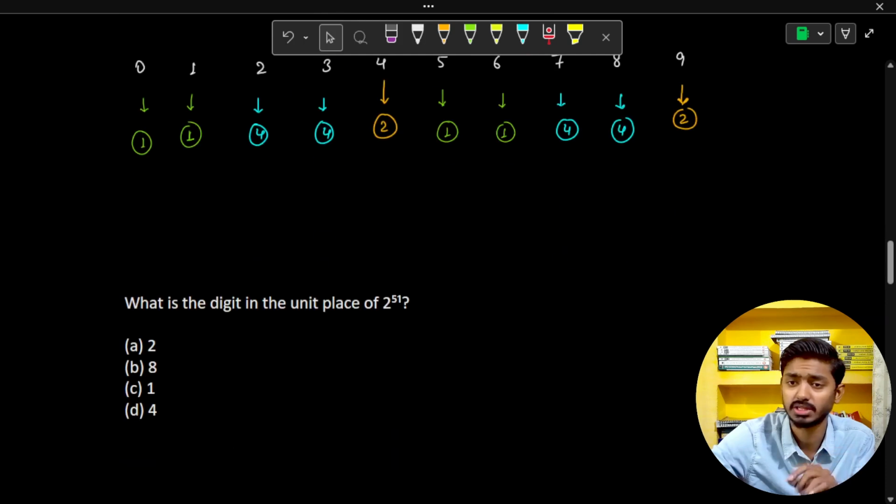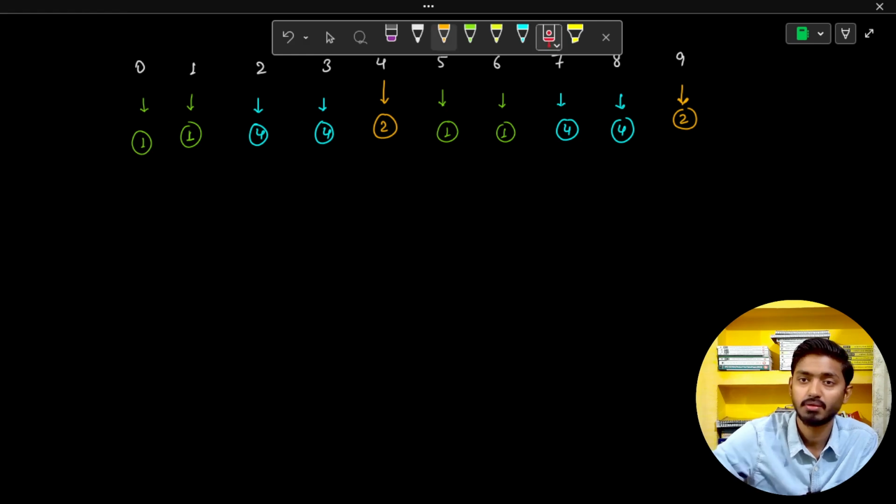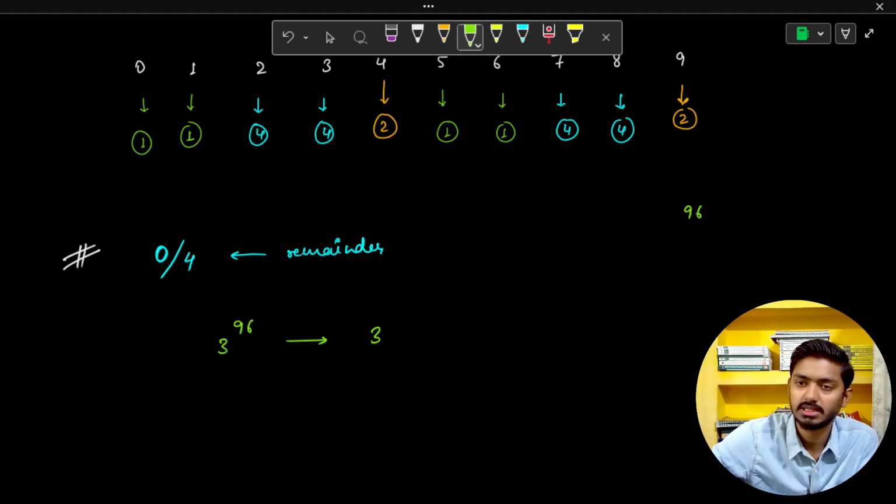Now there is a hook actually. Before I tell you that, you need to learn this fact. There is no difference between 0 or 4 when it comes to remainder. Let's say if I ask 3 to the power 96, what will be the unit digit for this one? You'll say 96 gets divided completely by 4.